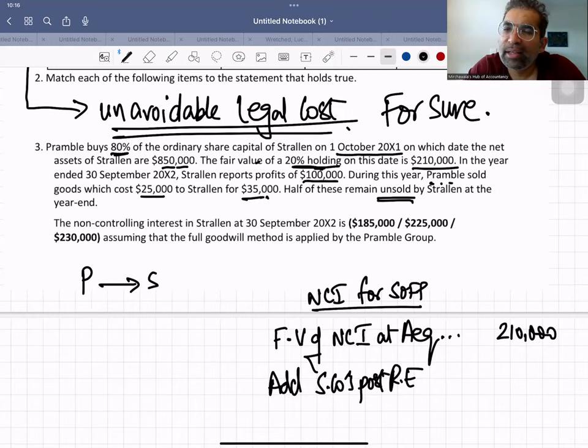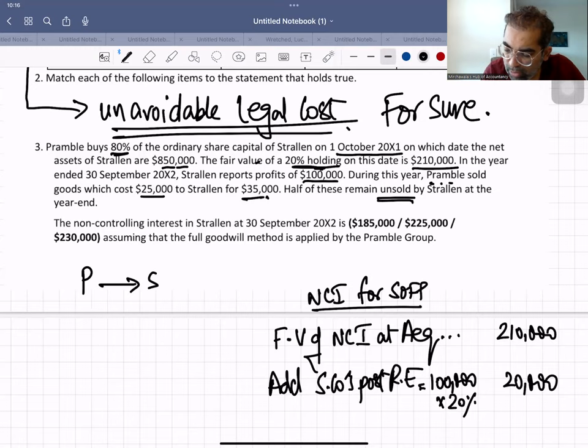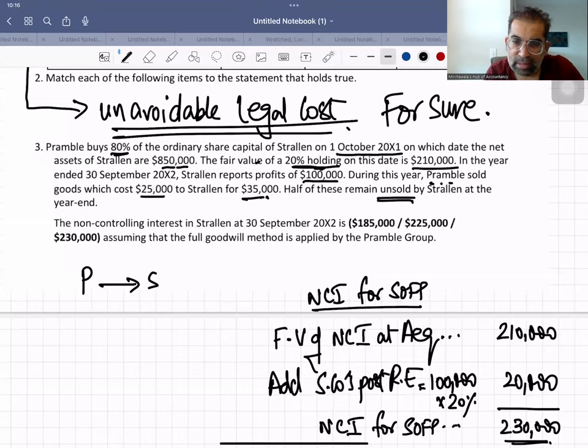So just simply take this post profit, which is 100,000. And what is the holding percentage? It's 20%, so it's going to be 20,000. So 210,000 plus 20,000 is 230,000. This is NCI for SOFP, the non-controlling interest as at 30th September X2. The answer is 230,000.